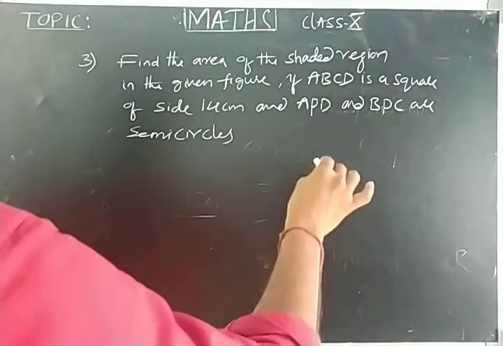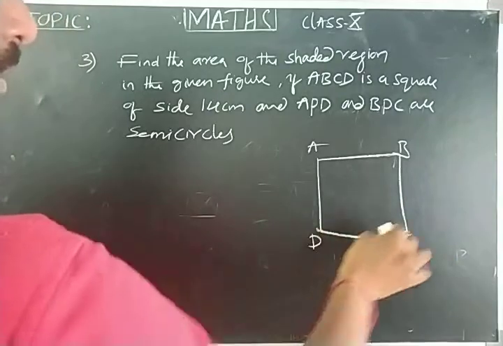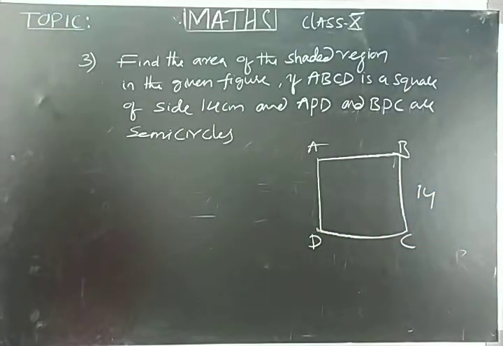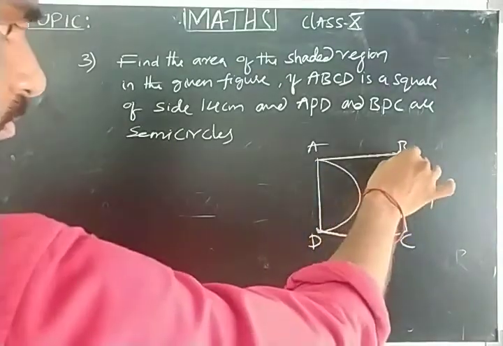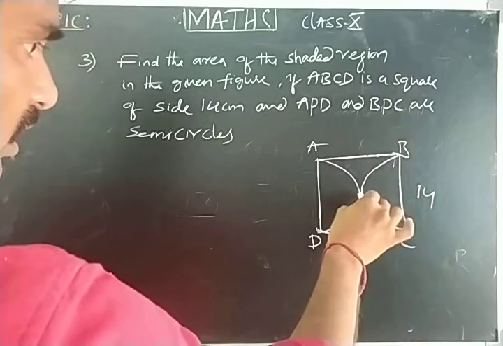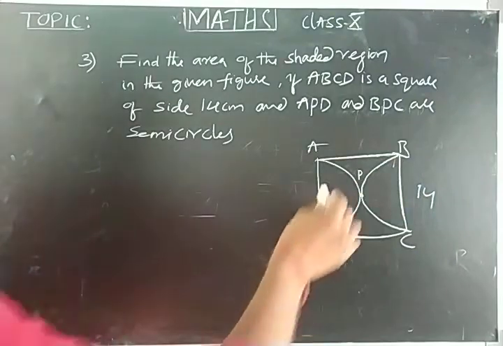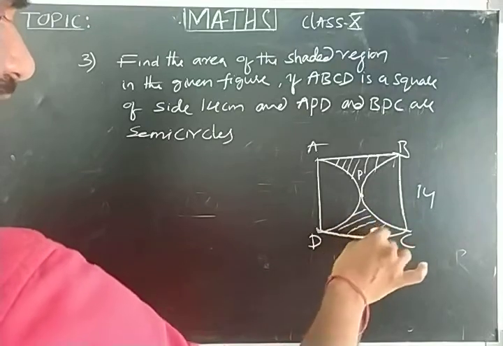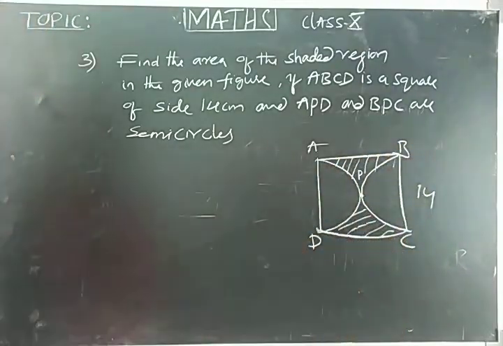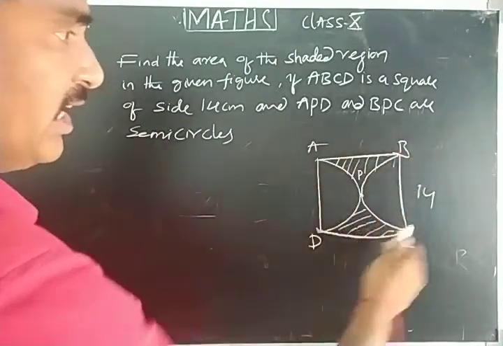Now see, this is the figure. ABCD is a square whose side is 14 centimeters. Okay, and we have semicircles in this. These are the semicircles. Here the point is P. APD, BPC are semicircles. Now we are going to find this shaded region area. See, observe the figure. How to find the shaded region area? First you find the square area using the formula for area of the square, side square. We have the side. Okay, we will get the area of the square.